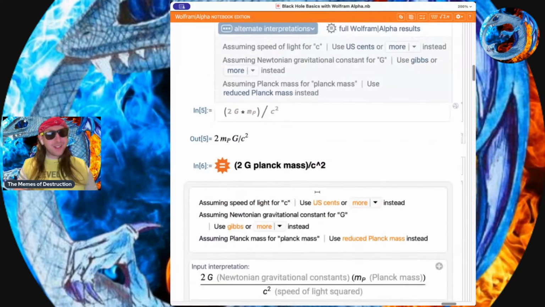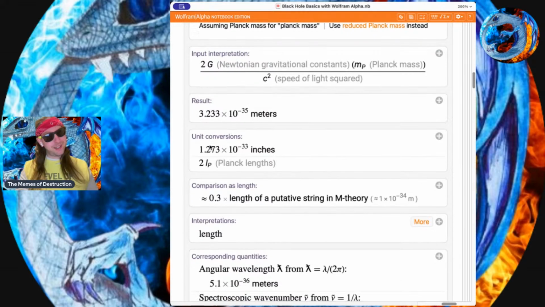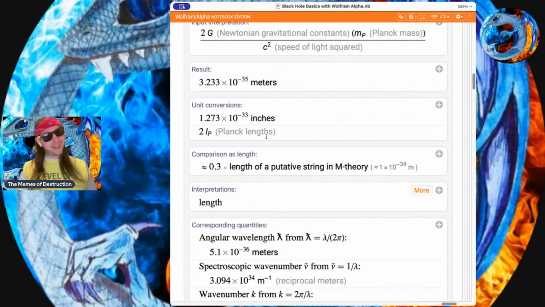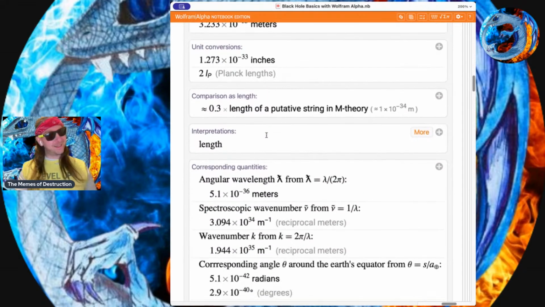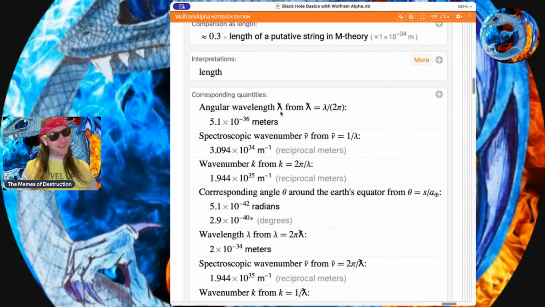So we have plugged that into Wolfram Alpha. What do you get? You get 3.233 times 10 to the negative 35 meters. Wait a second, that looks like about twice a Planck length. Oh, look, it's 2 Planck lengths. I actually wasn't even sure, but apparently that's what the maths say. So the minimal radius appears to be 1 Planck length.